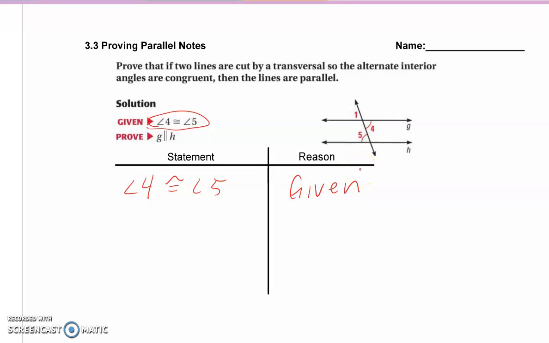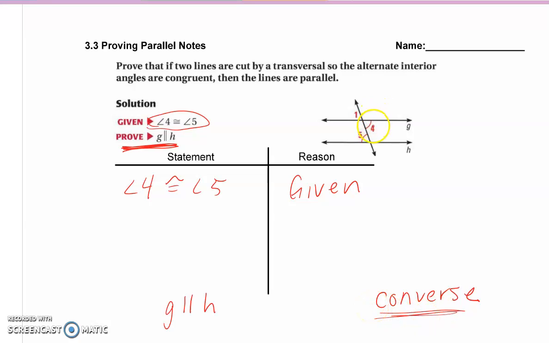So now, in the past days, we've proven everything: alternate interior, alternate exterior, corresponding, and same side. So we can use any of that. What I want you to look at is this. If you are proving that lines are parallel, so my last thing here is that they are parallel, it has to be by a converse. If you're trying to prove that angles are congruent, then that's when you're going to use the theorems. But right now, it's going to be a converse.